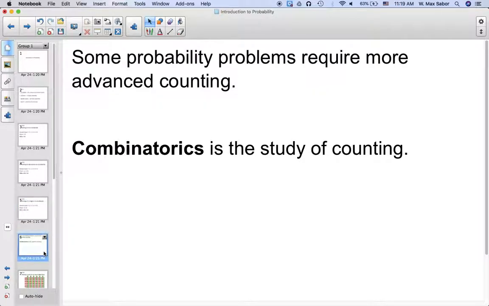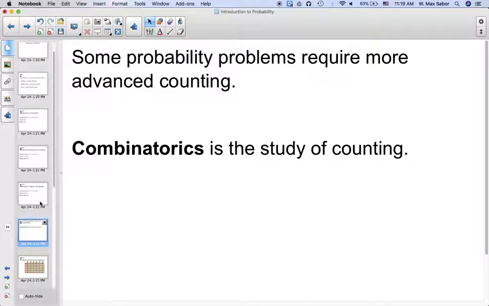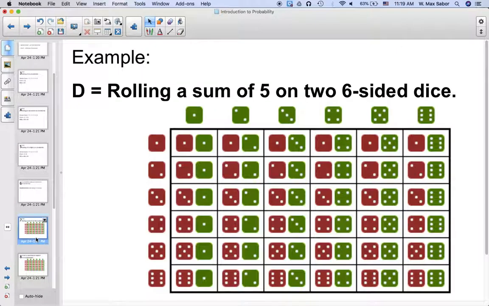So some probability problems require more advanced counting. Combinatorics is the study of counting. So if I'm rolling a sum of 5 on 2 6-sided dice, you might think, oh, well, it's 1 out of 11 because there are 11 possible outcomes, or there are 11 possible events, and they're all equal. Well, that's not the case.